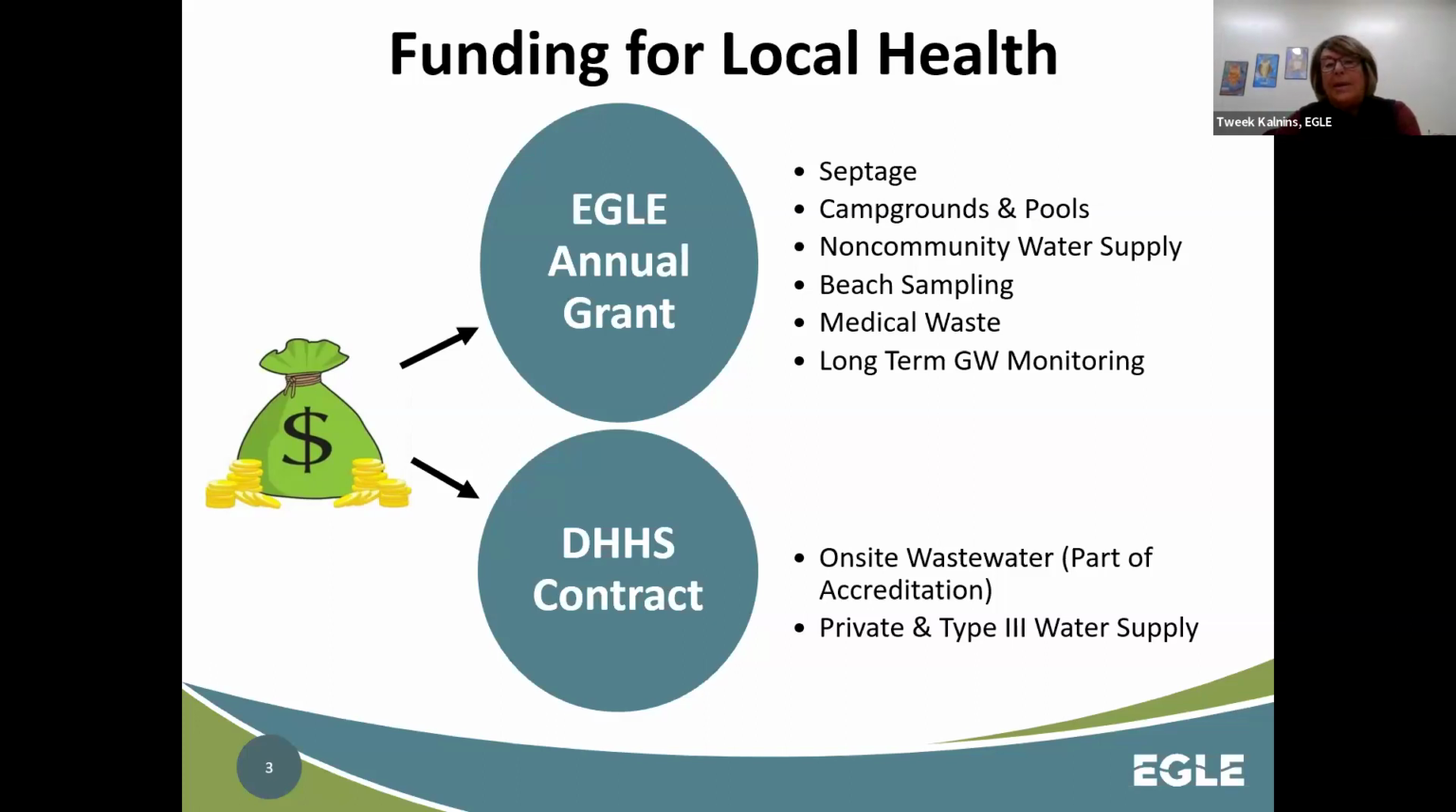So here's the two pieces of money that most health departments get. You get your EGLE annual grant, which covers the other health programs. And then the DHHS contract covers the on-site wastewater, which is part of accreditation, and then the private and type 3 water supply program. Within the MPRs for our program, data is collected regarding the number of permits issued, number of wells drilled, number of wells inspected, and some other particular items. So we're going to jump in and look at some of those things.